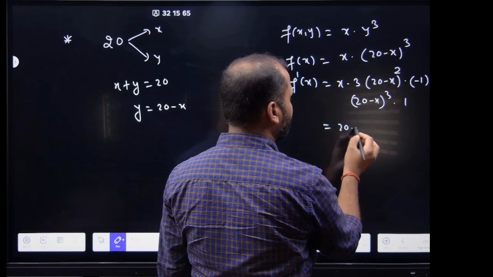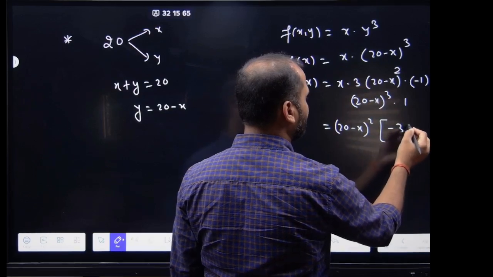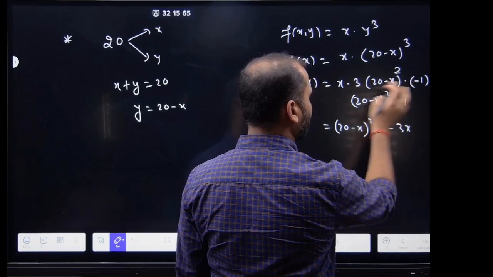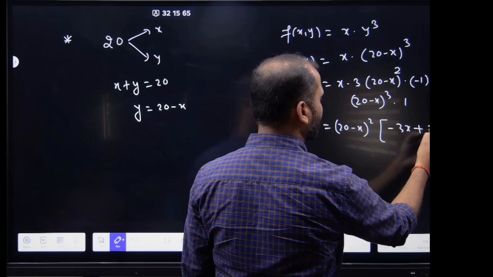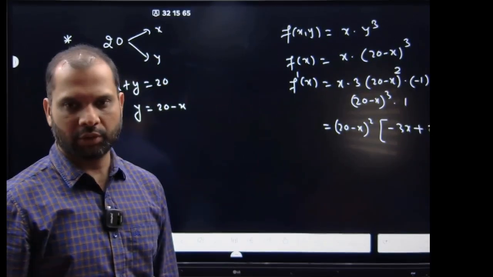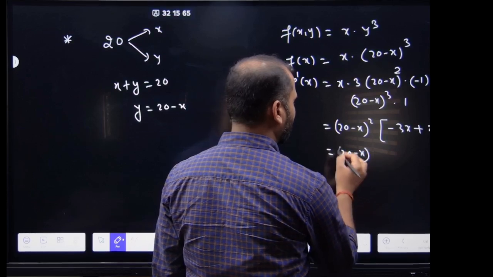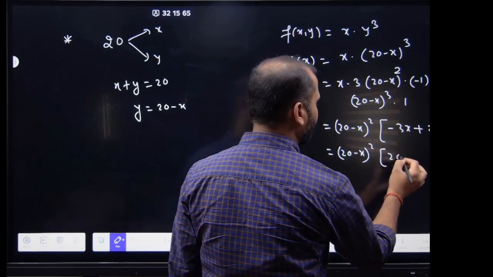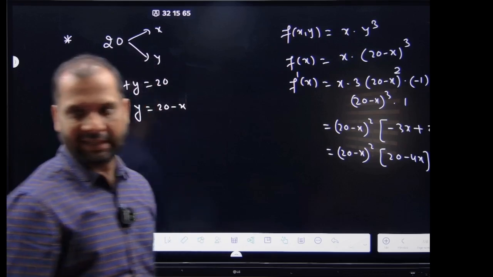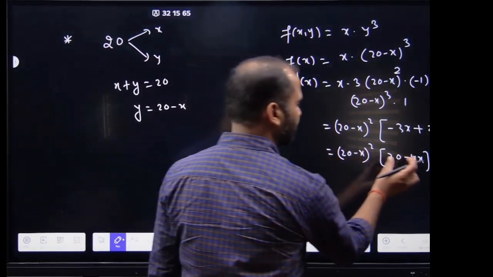From here, I think 20 minus x the whole square I can take common. Here how much it will be? Minus 3x, correct, and from here plus 20 minus x. This will be remaining. Yes or no? If I solve, this will be nothing but 20 minus x the whole square, and here how much is it? 20 minus 4x. Now this I should put equal to 0 to get the critical points. Yes or no? So critical points, either this will be 0 or this will be 0.